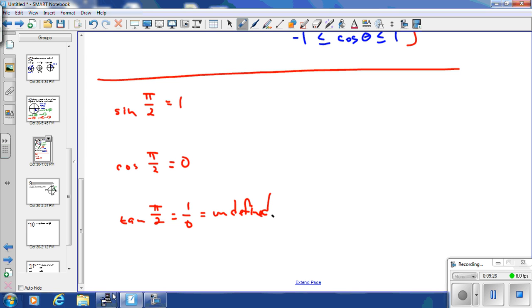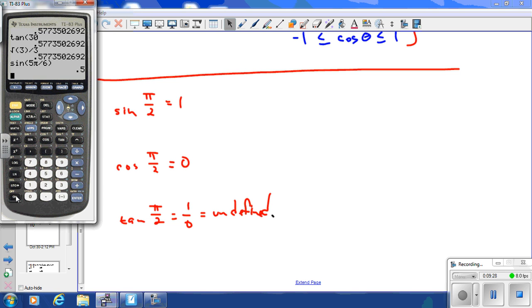So let me do a quick demonstration of this. These angles are in radian form, so I'm making sure I'm in radians there. We'll type in the sine of pi divided by 2, and we get 1. We'll type in the cosine of pi over 2, and we get 0. And we'll type in the tangent of pi over 2, and we get undefined. Error. Doesn't work. You can't divide by 0.